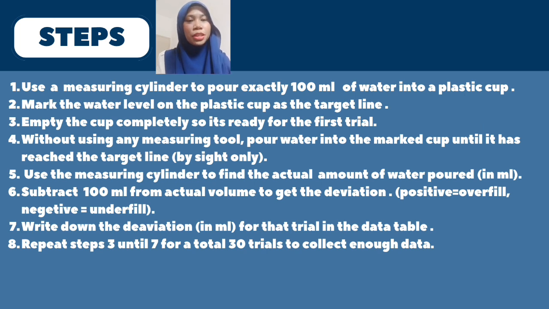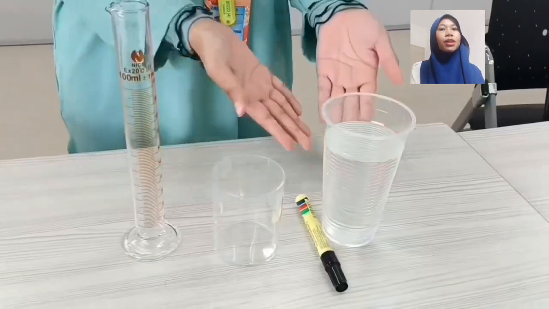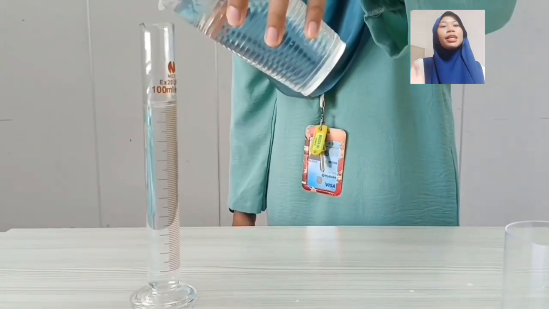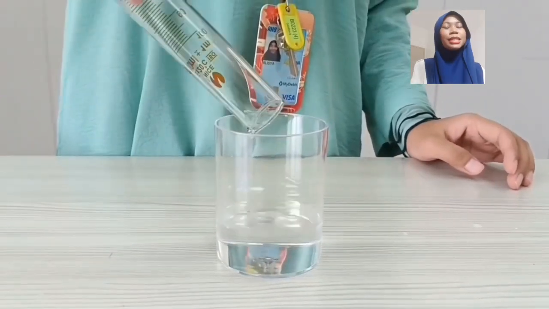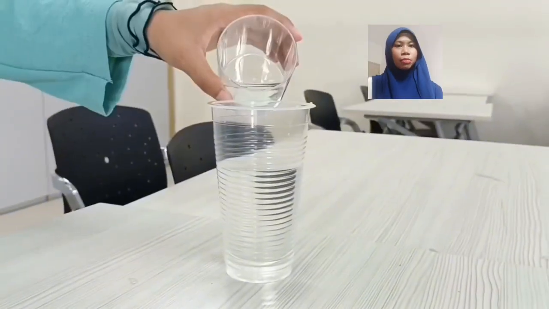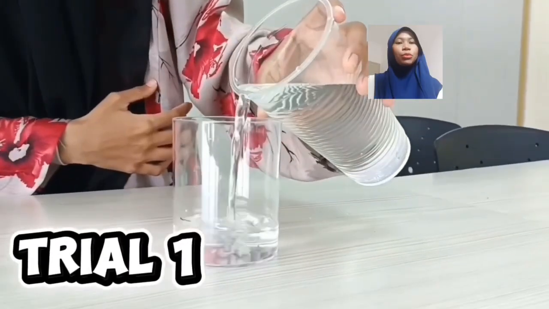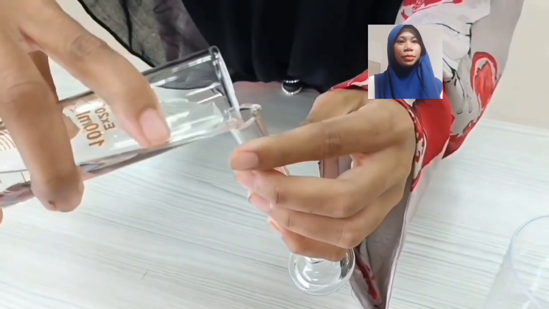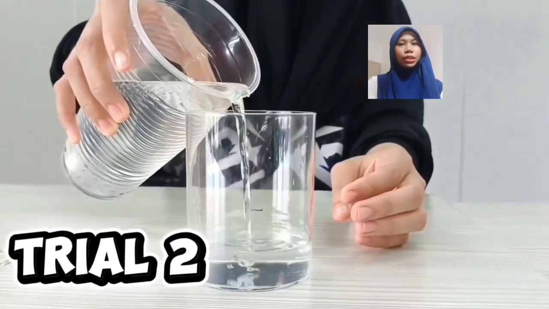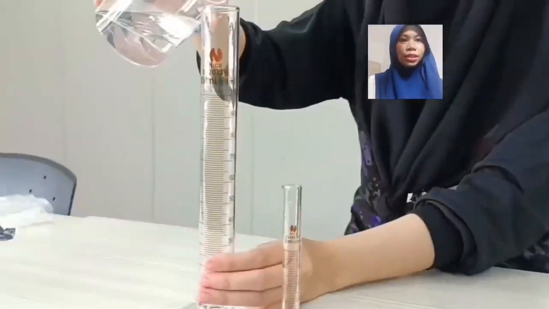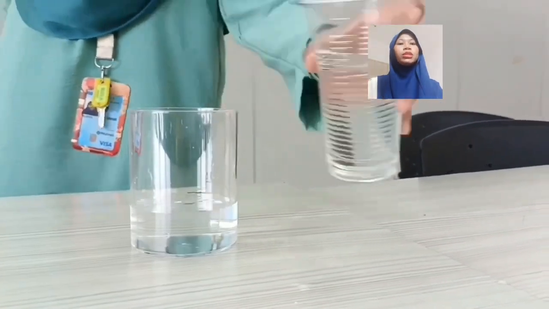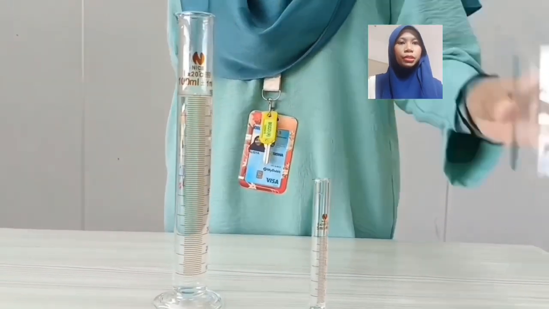Here are the steps that we do in our experiment. First, use a measuring cylinder to pour exactly 100 milliliters of water into a plastic cup. Second, mark the water level on the plastic cup as the target line. Then empty the cup completely so it's ready for the first trial. Without using measuring tools, pour water into the marked cup until it reaches the target line by sight only. Then use the measuring cylinder to find the actual amount of water poured in milliliters.